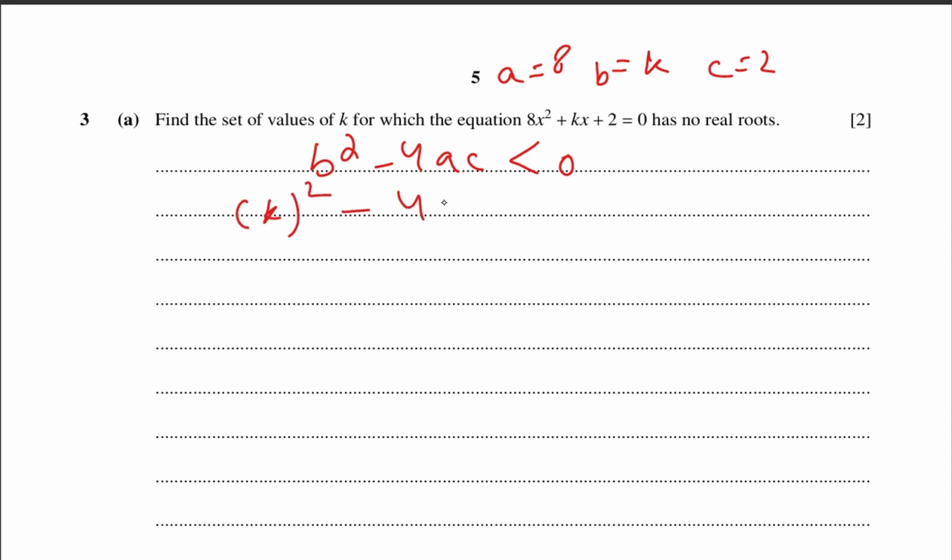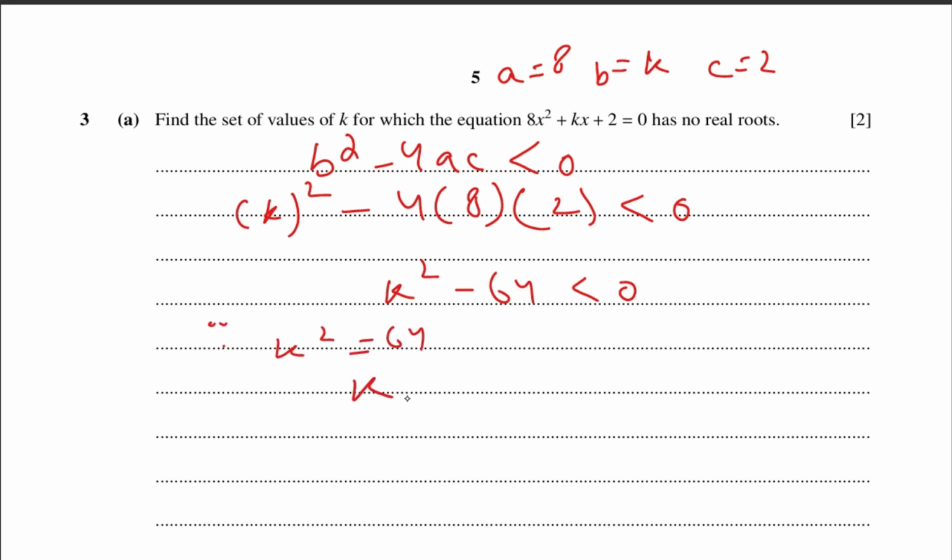k squared minus 4 times 8 times 2 less than 0, k squared minus 64 less than 0. So we can say that k squared equals 64 and k equals the square root of 64, we get k plus minus 8. So what can be the values of k? From minus 8 to plus 8.